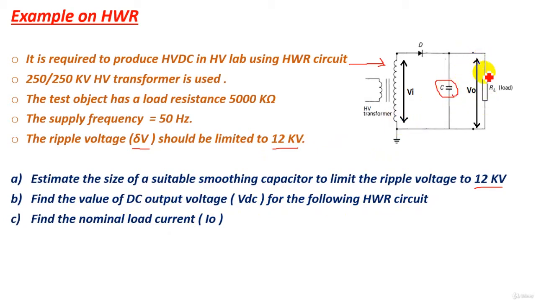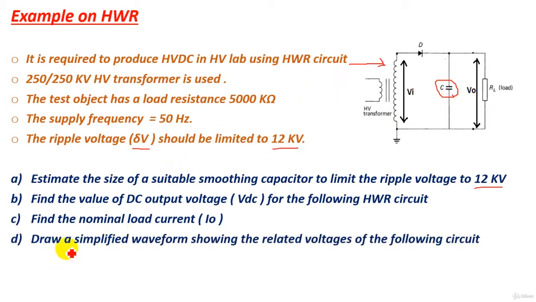We can predict that this current will be very, very small in range of milliampere because perfect insulator almost has no current in it, no current passing through it. But we deal with practical insulator, so the current will be very, very small in range of milliampere and sometimes in range of microamperes. After that, draw a simplified waveform showing the related voltages of the following circuit. We will draw a simplified waveform to show on it the voltages that we obtained from the circuit. Now let's see the answer.